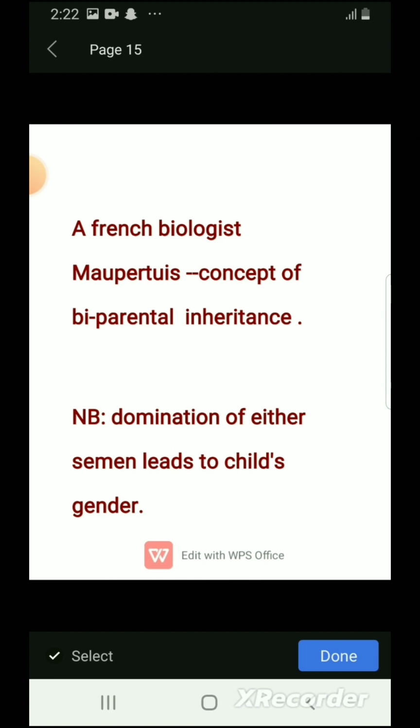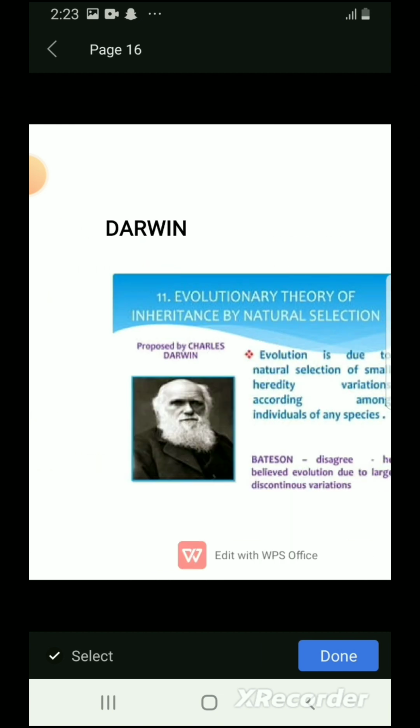That if there is the homogeneous mixture of both semen we've talked about, then if the female semen should dominate the male semen, the child will actually be a female, not a male. You understand? That is the theory of domination, or the pangenetic theory that our man here, Maupertuis, said. So let's look at another theory.